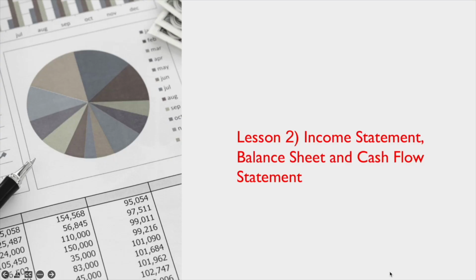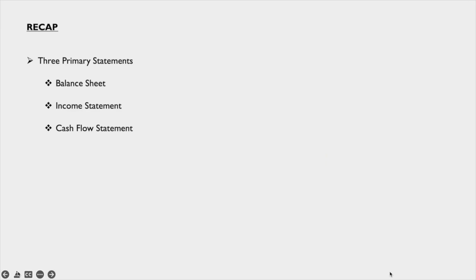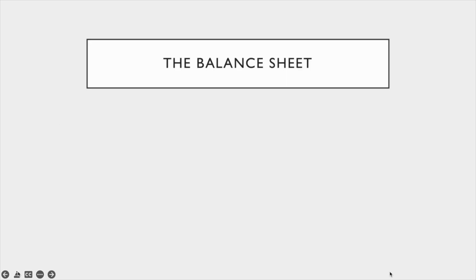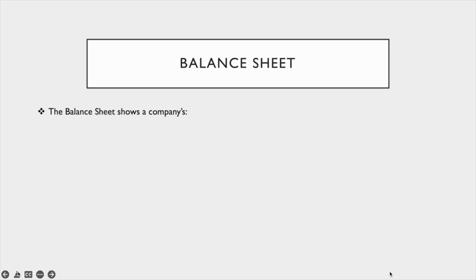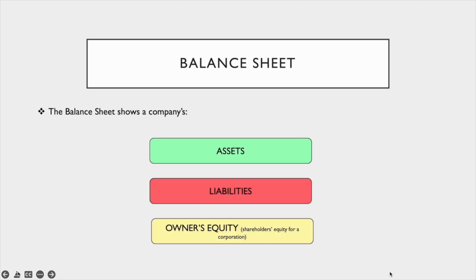Hello and welcome back to this next lesson where we will be covering in more depth the primary statements. As a recap, the three primary statements are the balance sheet, the income statement and the cash flow statement. Beginning with the balance sheet. As we spoke about, the balance sheet shows a company's assets, liabilities and equity at a point in time.